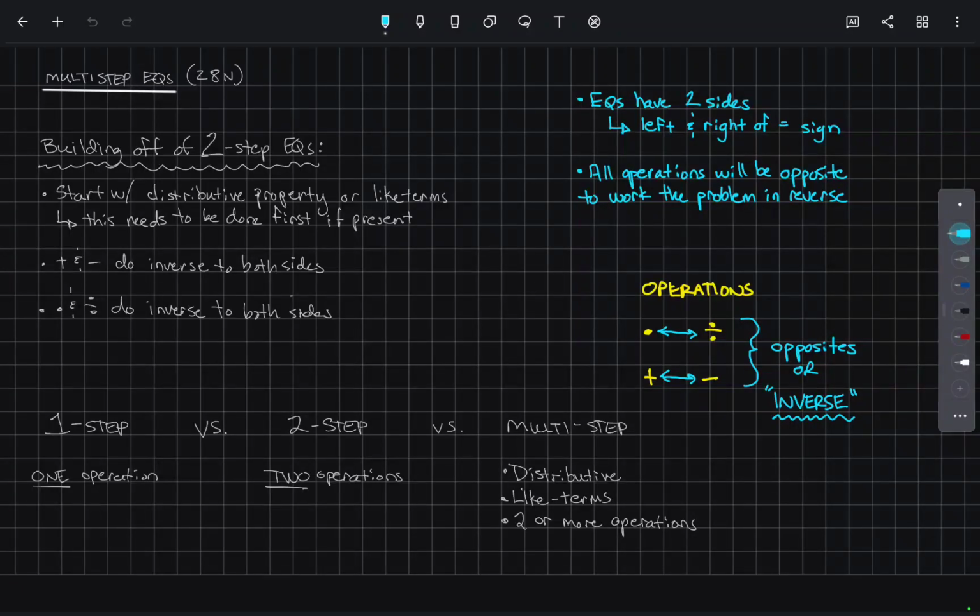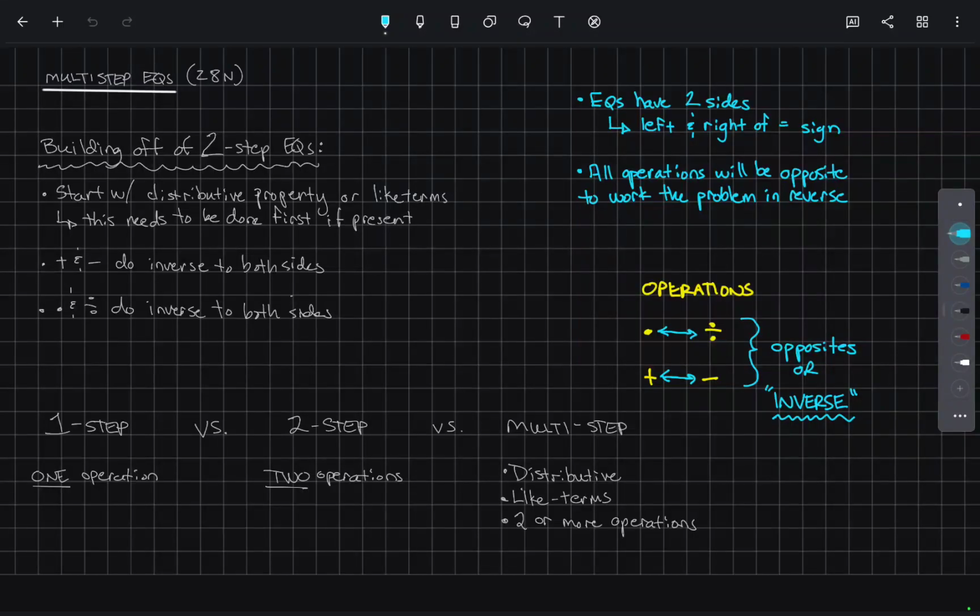That's going to be the distributive property, which another video is going to be linked to this for just an overview of the distributive property, and then also combining like terms, which will be another video also linked to this video, so you can understand the basics of like terms. Then everything will proceed as normal.